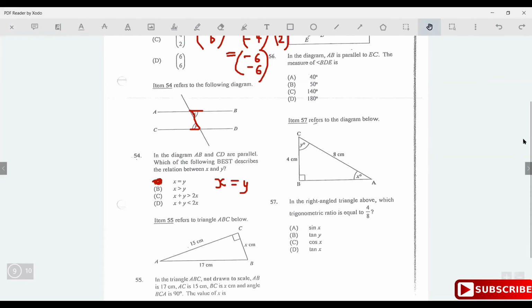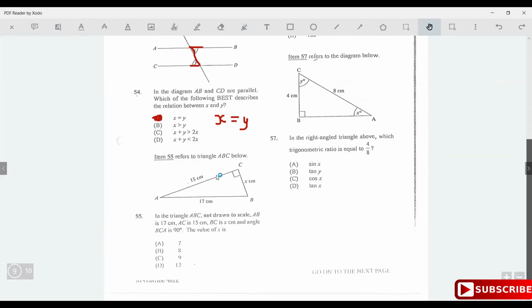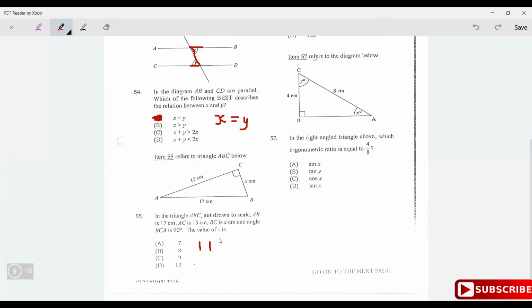Nice. Question 55. It gives us a triangle ABC, where AB is the hypotenuse, and it says that the angle at C is 90 degrees. Find the value of X. Since it's a right angle triangle, we know that Pythagoras theorem applies, that the hypotenuse squared, so they're telling us that 17 squared is equal to A squared or X squared plus B squared of 15 squared. And we need to find what is X.